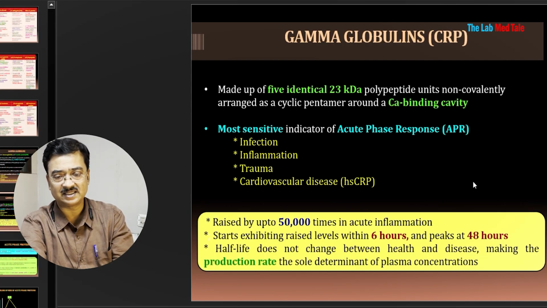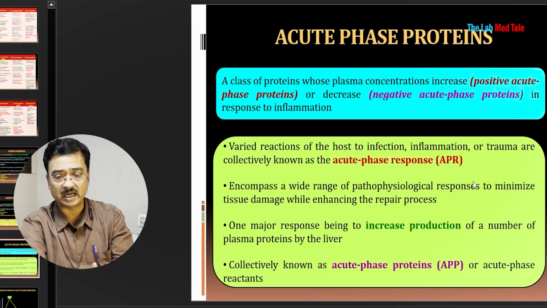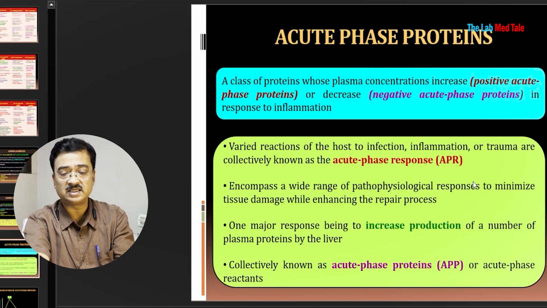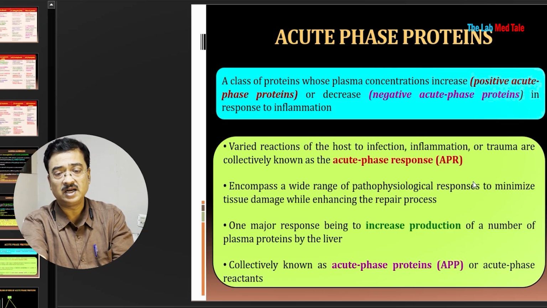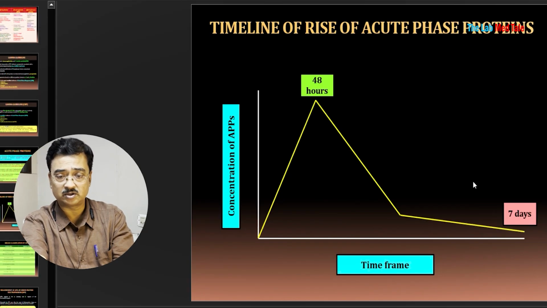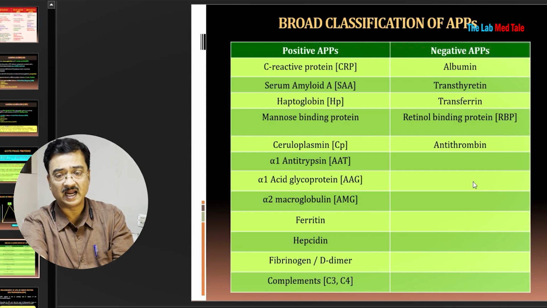Others are there. CRP is also a gamma-bound acute phase protein. What are the acute phase proteins? In case of an inflammation, if one rises, it's called a positive acute phase protein. Some decrease in case of inflammation, and they are called negative acute phase proteins. They are also present in gamma globulins. It is short-lived, more or less. It goes back to normal in about 7 days.